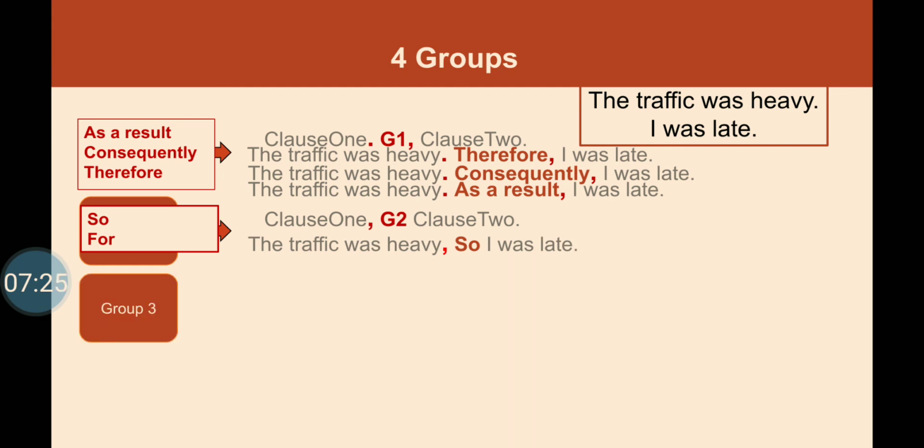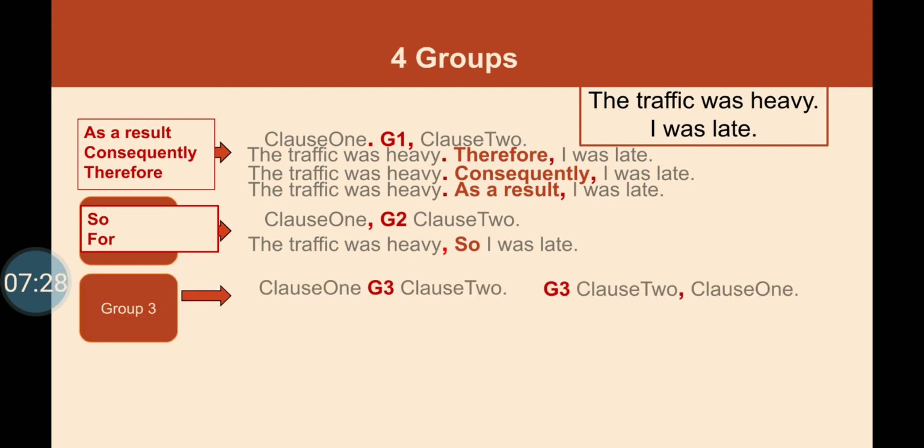Let's go to group number 3. In group number 3, we have two structures. As we said earlier, you can put the connective word in the middle between the two clauses, or you can start with it. But what are the connective words in this group? There you are. Because and since and as. So let's put them there in the box, and let's start using some of them.